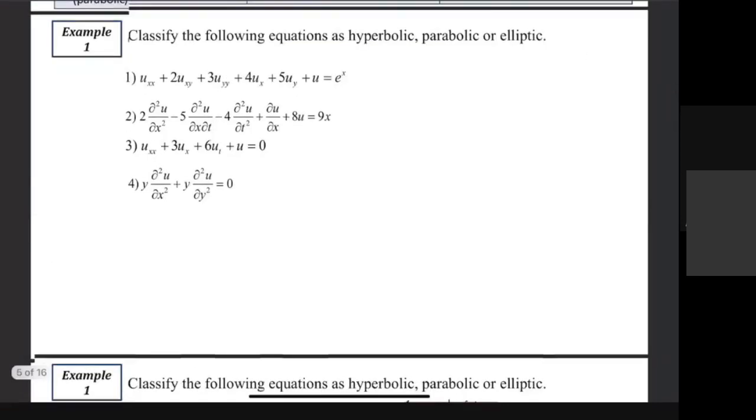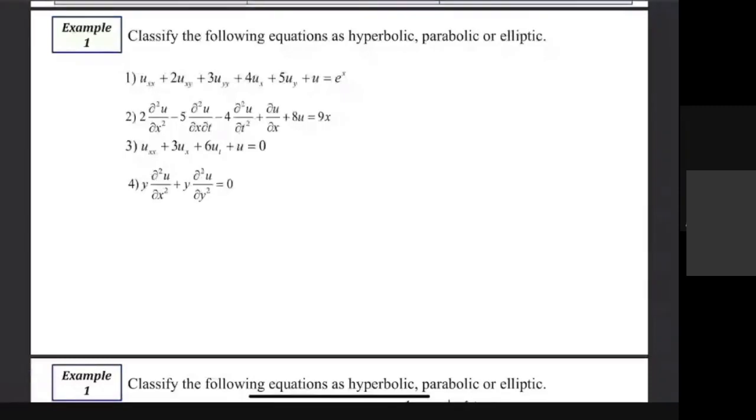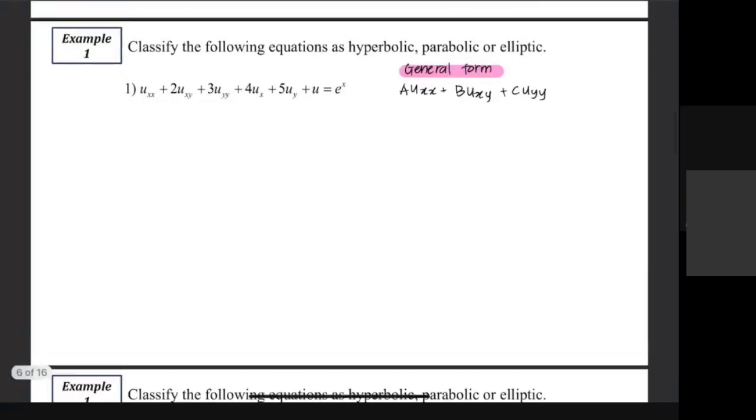Okay, let's look at an example. Let's classify the following equation as hyperbolic, parabolic, or elliptic. Example 1. The first step is to write the equation in general form. Make sure the first term is uxx. Follow this general form: uxx, uxy, and uyy. So we have uxx, uxy, and also uyy. And then determine A, B, and also C.